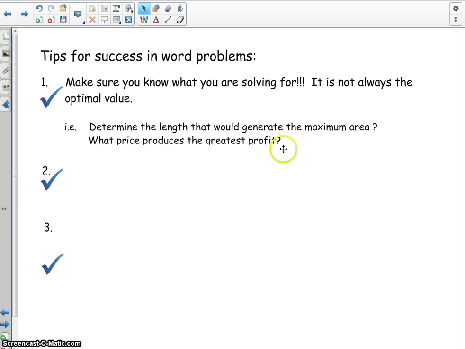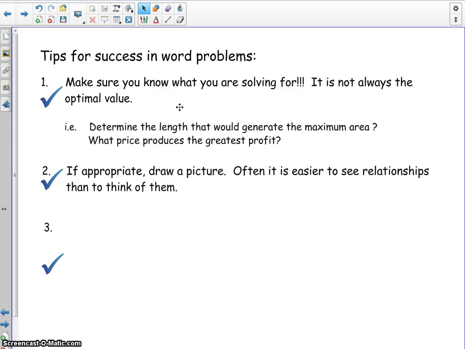What price produces the greatest profit? Again, you're looking for a value that produces a maximum, that's an axis of symmetry. It might be a problem where you're just solving it and it has nothing to do with the maximum or minimum. It might be a problem where you're looking for the initial value, which is the y-intercept. So it depends on the situation, but don't always assume you're looking for the optimal value.